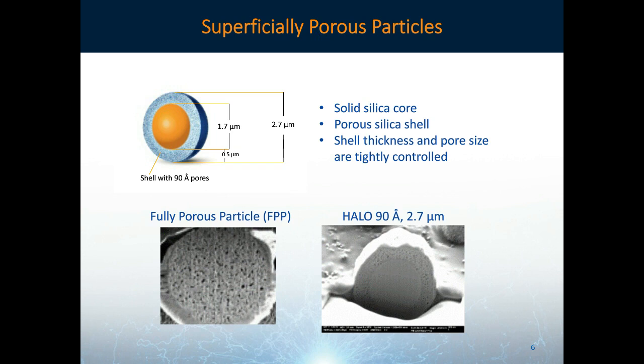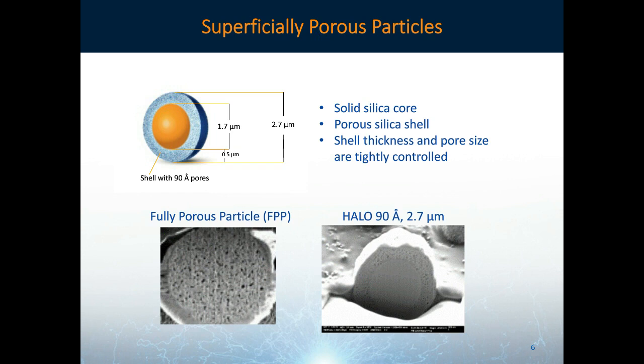On the bottom left-hand side, what you see there is an SEM of a fully porous particle, or FPP particle, and those particles are porous throughout, and what that means is the diffusion path for molecules can be as much as to the center of that particle. Now, turn your attention to the Halo 90 angstrom 2.7 micron particle. This is a focused ion beam SEM image of the particle, and what you can see, the difference between the superficially porous particle is that the diffusion path is much shorter.